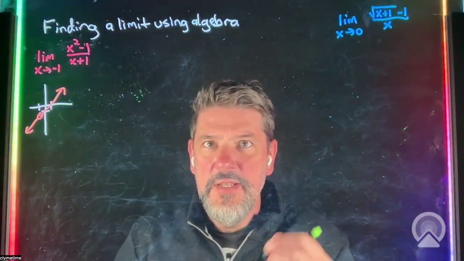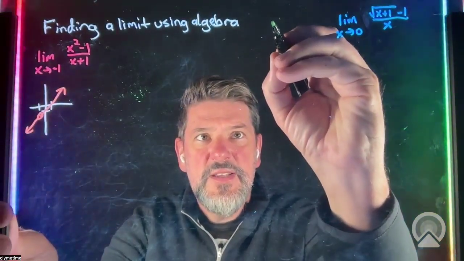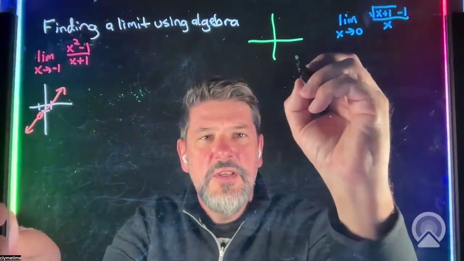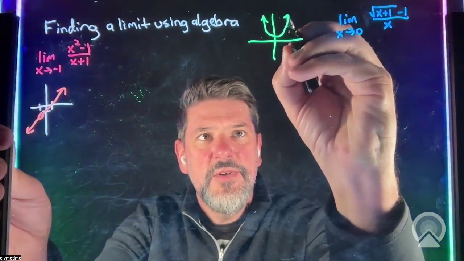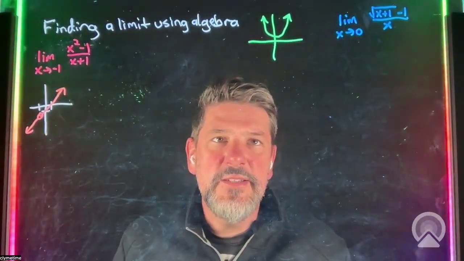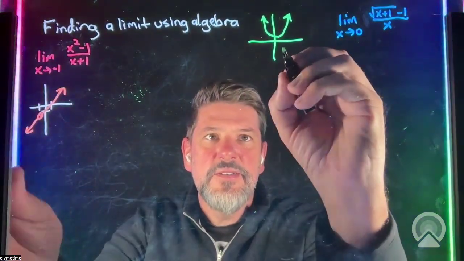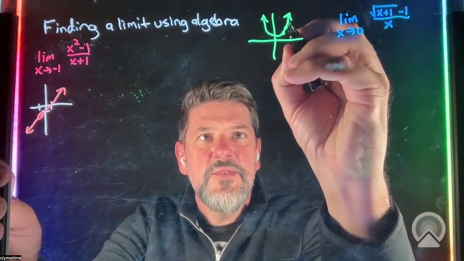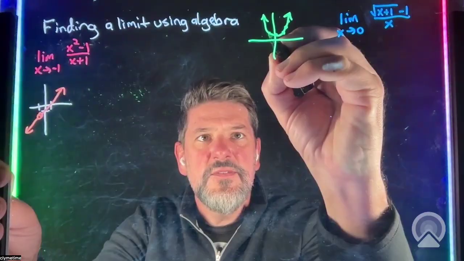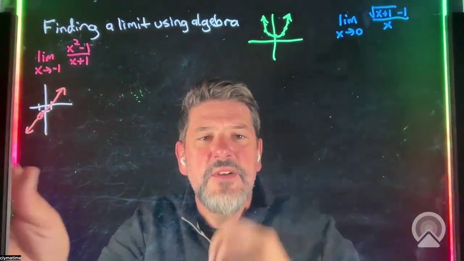To start with, I want to take a look at plugging in as an option for finding a limit. So let's say we have the old parabola, the quadratic, looks something like this. The thing about the quadratic is it is defined everywhere. And so we could look at this value, this value, or any value along there.